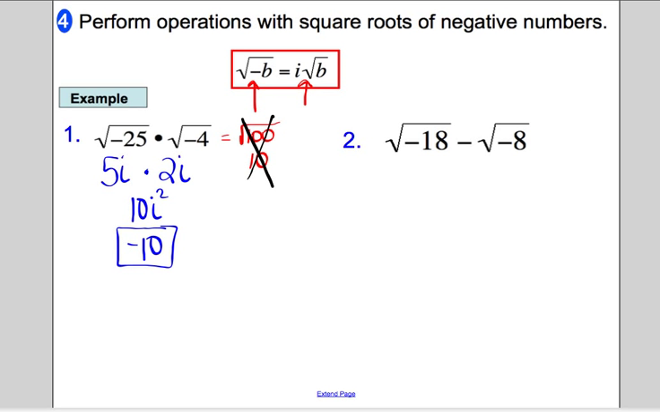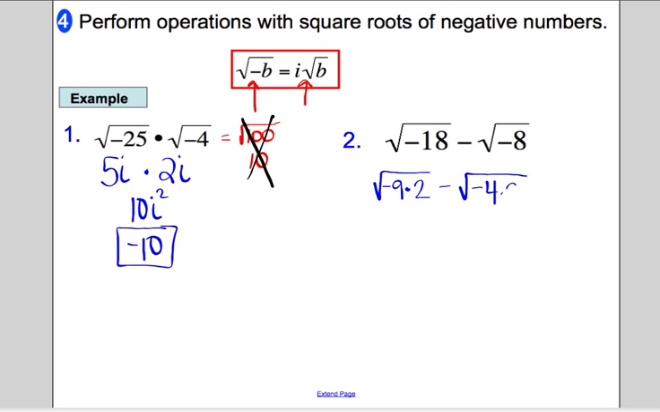Number 2, we're subtracting square roots. Now, in order to subtract these square roots, they have to be the same underneath. So we first need to see if we can simplify these a little bit. I'm going to change the square root of negative 18. Now, negative 18 is like negative 9 times 2. I'm also going to break down negative 8 to be negative 4 times 2.